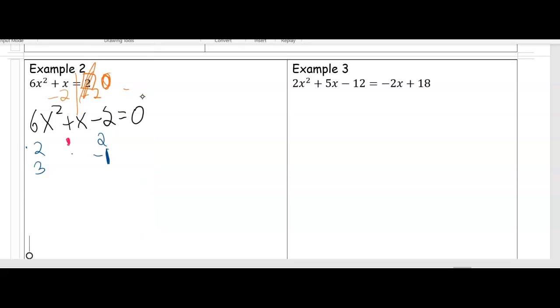Multiply the first line. 2 times 2 is 4. 3 times negative 1 is negative 3. Add up the two numbers. 4 plus negative 3 is positive 1, which is what you want in the middle. Positive 1. Right? So you can write the two factors down or the butterfly down.